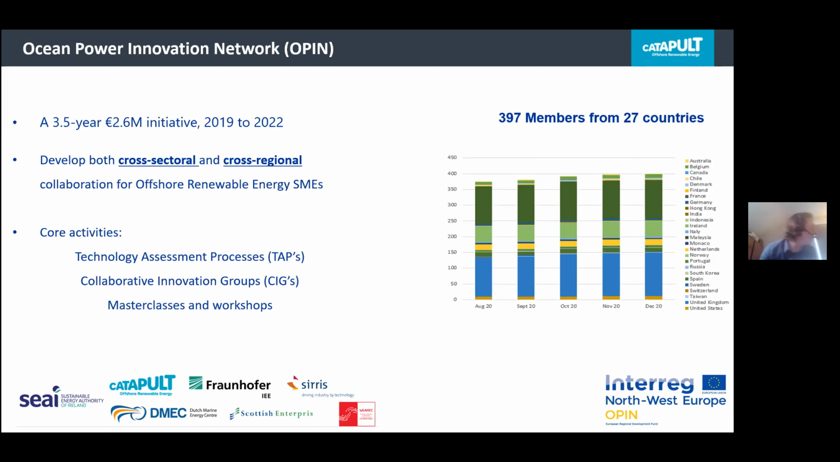again all the way through from floating solar companies up to our first rocket pack manufacturer that we'll be meeting next week. We also have a number of collaborative innovation groups focusing on key areas of interest around corrosion and anchoring and mooring, for example.